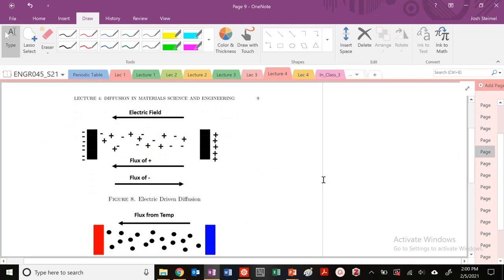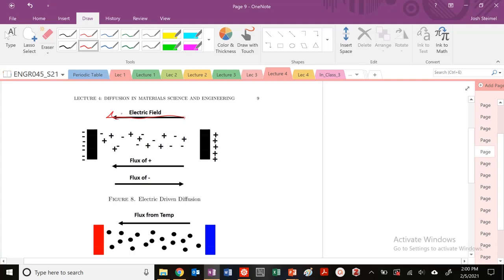So if I have an electric field here, and it's pointing in this direction, and I have charged species, so you can imagine this is like Na plus and Cl minus. Hopefully from physics and E&M, there's going to be a driving force based on this electric field potential. The flux of our positive ions is going to move in this direction, and the negative ions are going to move in the opposite direction. Now, that would imply that eventually all the pluses are going to be on this side and all the negatives are going to be on this side.